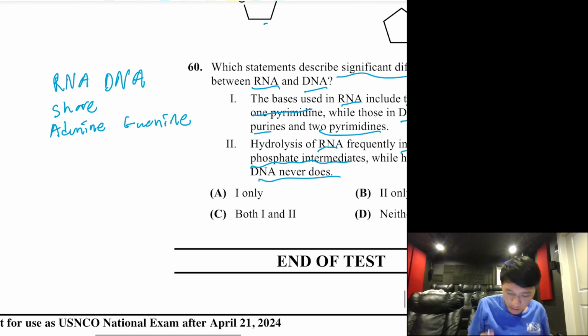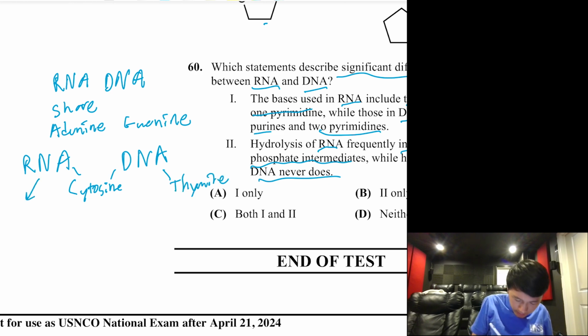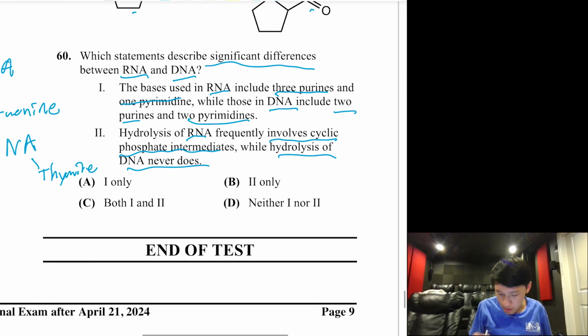And then RNA and DNA both actually have 2 pyrimidines as well, but they only share one of them. So they both share cytosine. So this belongs to both. However, only DNA has thymine, and only RNA has uracil. So this is biology knowledge. But in general, both of them have 2 purines and 2 pyrimidines. So this statement is incorrect.